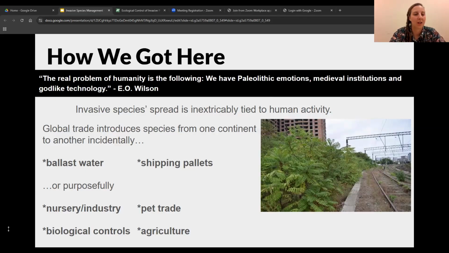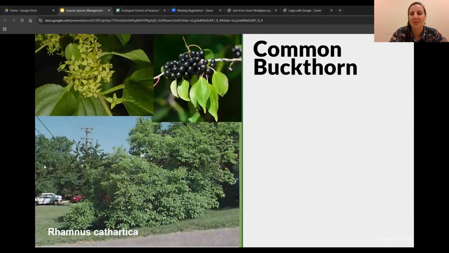Actually, we're going to go to the next slide. Okay, so I'm going to talk about a few different plants. I'll describe them, we'll take a look at them, and then decide whether they sound like they're invasive or not. Maybe some of them aren't.